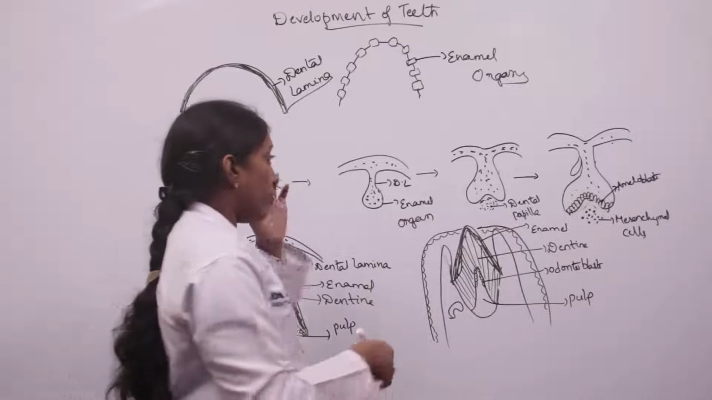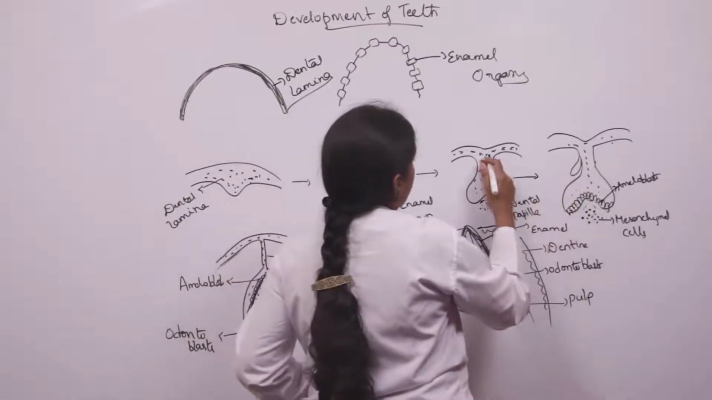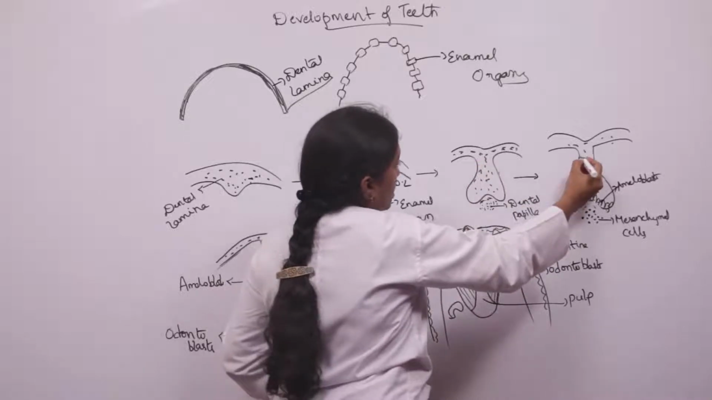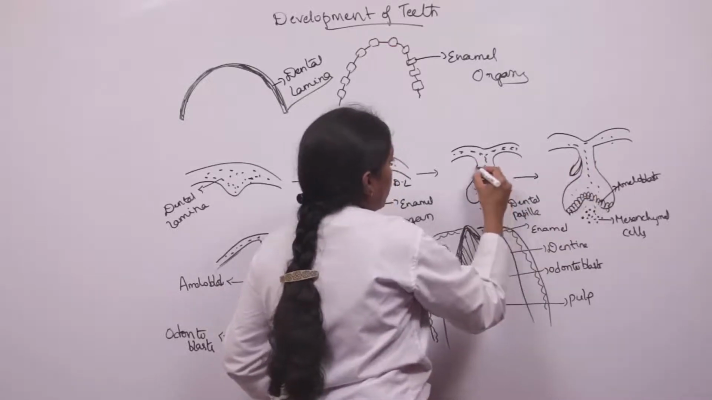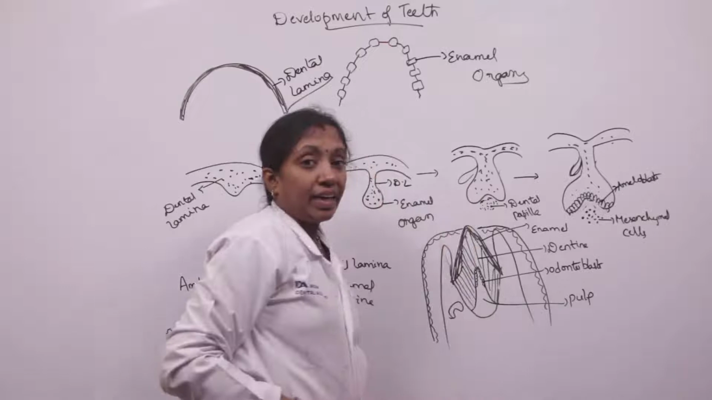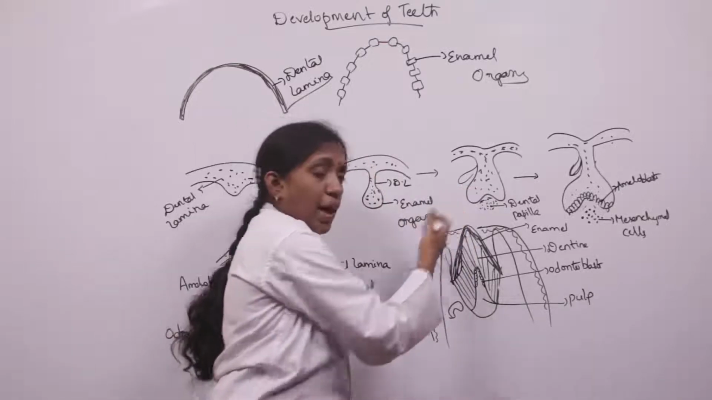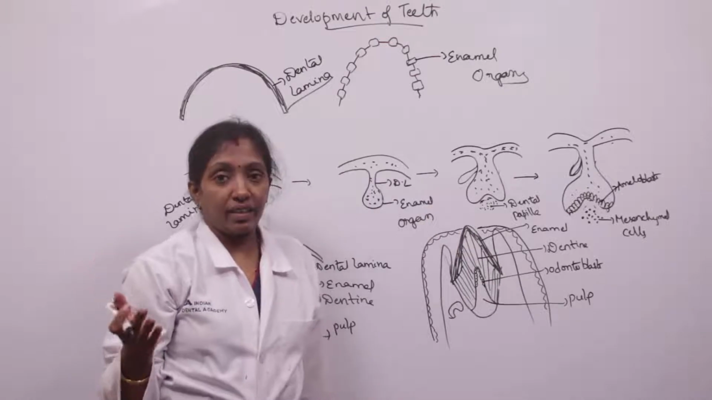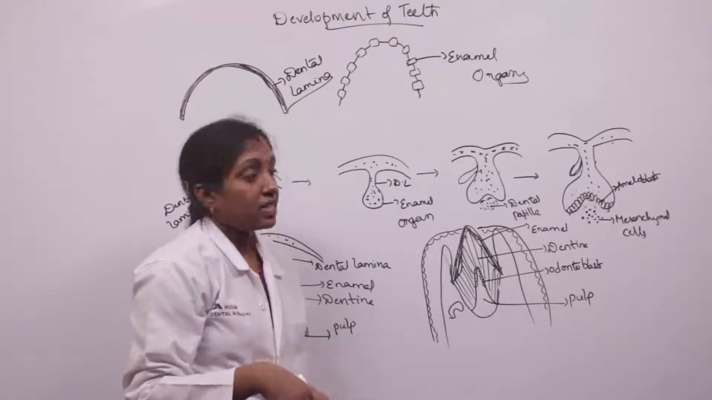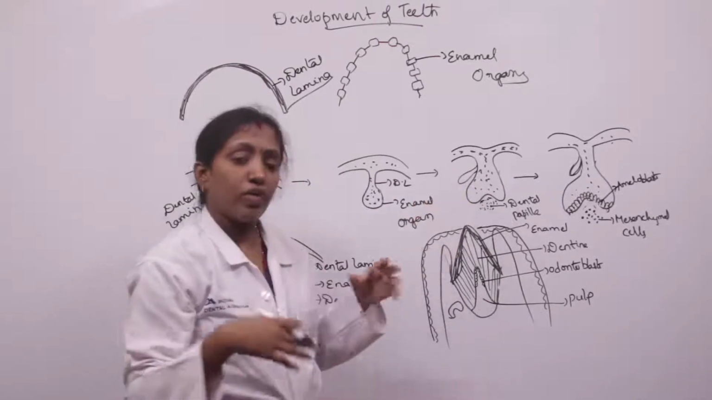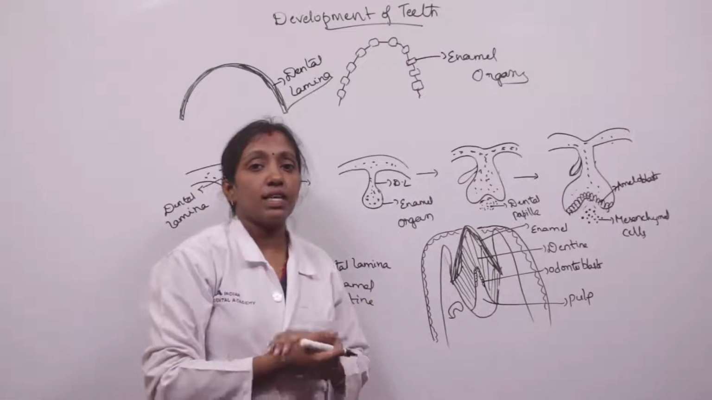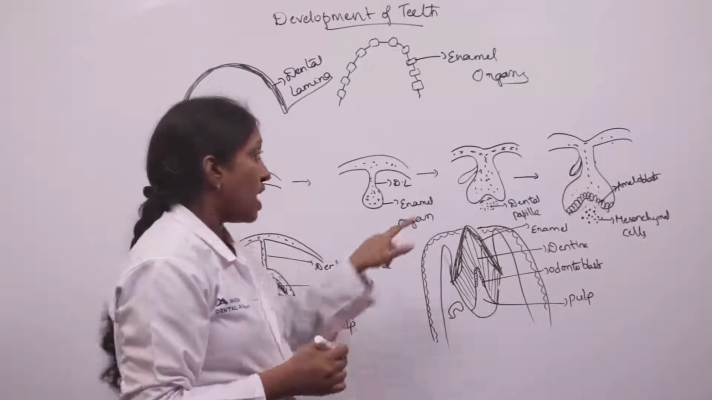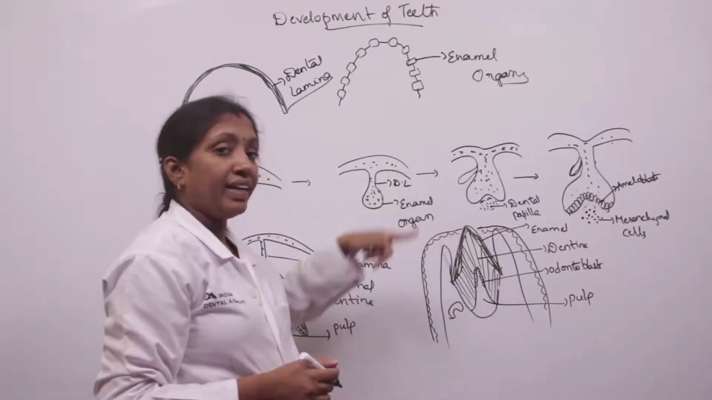And see here, from the lateral side of the dental lamina, some buds come out from the developing enamel organs. These buds form the permanent teeth. These are the buds which further develop into localized thickenings or enamel organs. The same process repeats, and these buds give rise to permanent teeth.